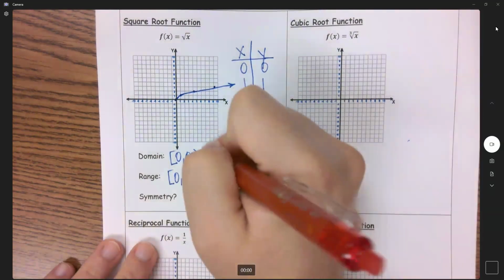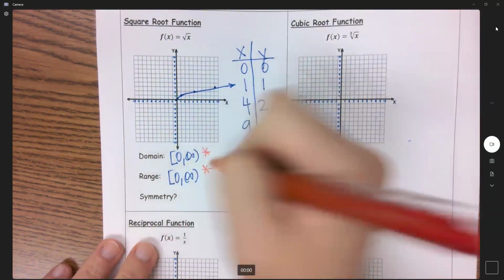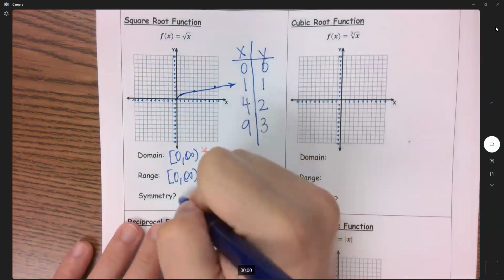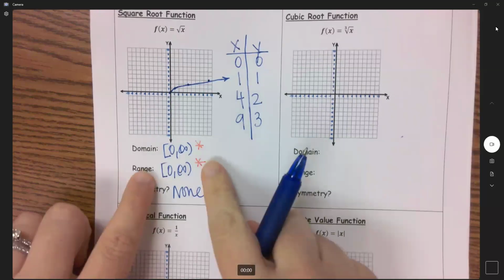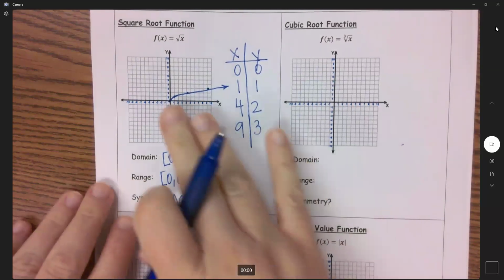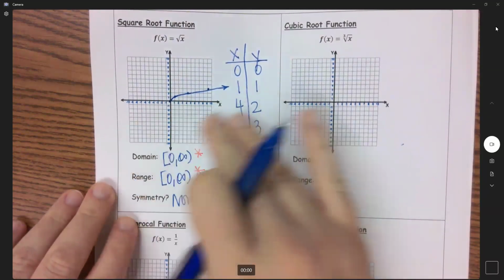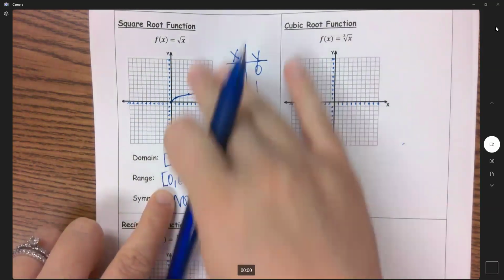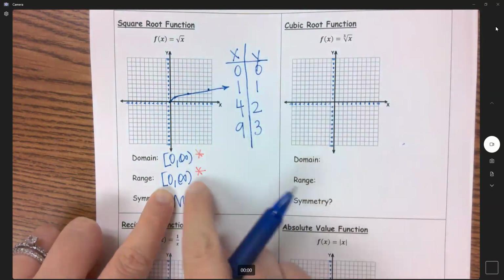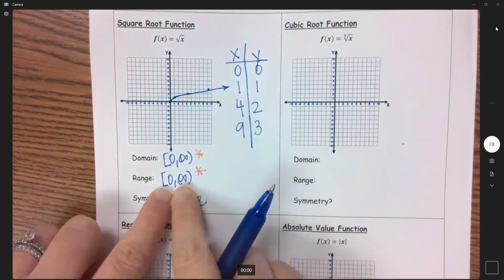Both of these here can change. And we have no kind of symmetry here. So none. Now these can change because as this graph gets moved left and right, that's going to change my domain. And as this graph gets shifted up and down, it's also going to change my range.